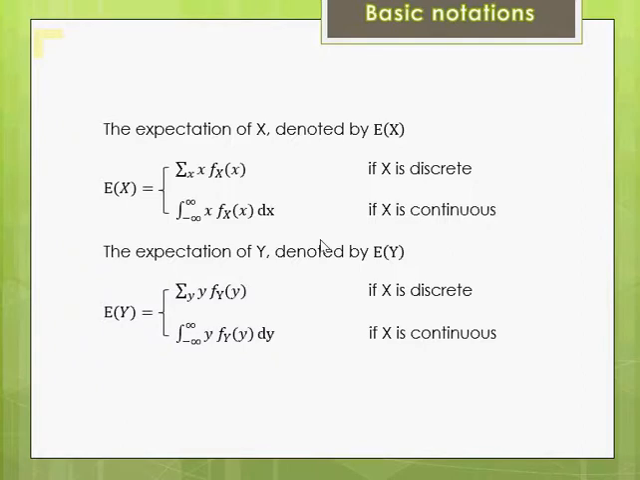The expectation of X, denoted by E[X], can be found by summing or integrating the product of the values of x and the marginal distribution of X. If the expectation is taken with respect to Y, then we have to change the value of small x to that of small y, and the marginal distribution of X to that of Y.